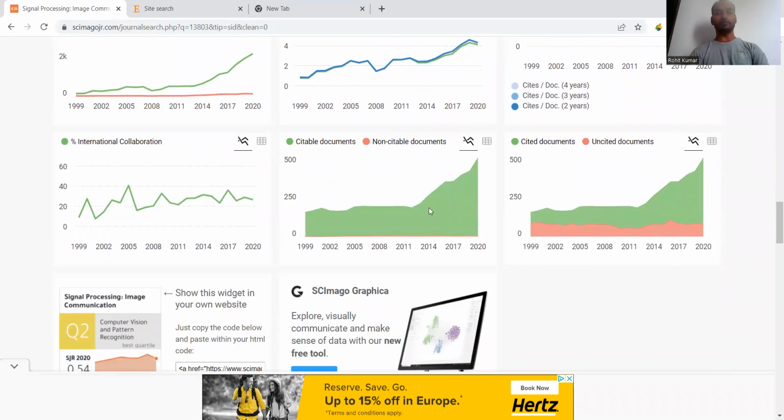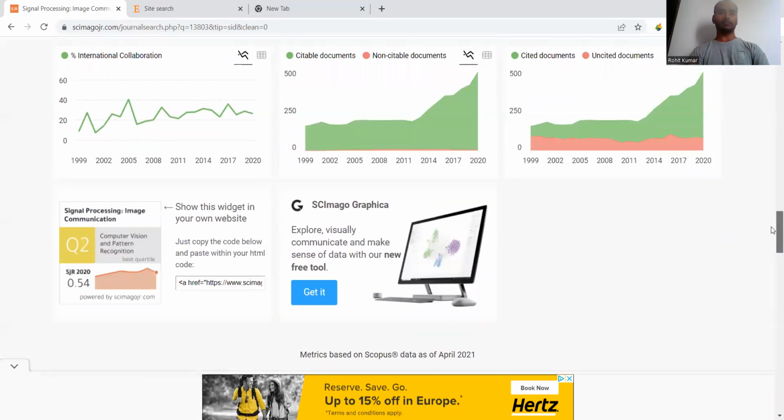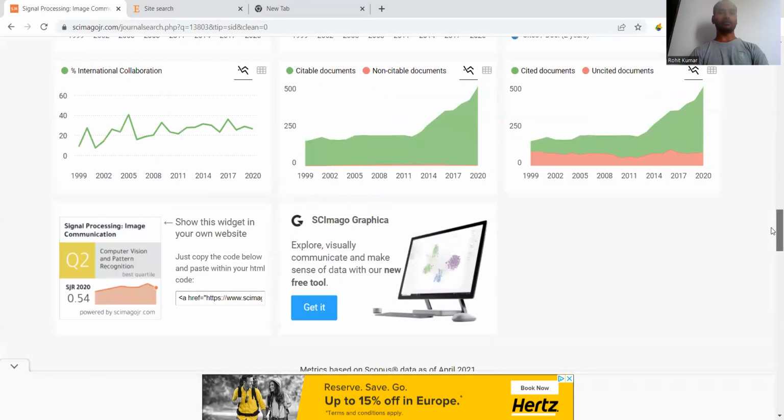Then the citable documents are very good. Non-citable, meaning ethical violations and other things, are almost none. Then the non-cited documents are not very many, but the presence is still there. The number of cited documents is 409, which is a good sign. So in this way, you can see that some of the graphs and related statistics are presented here. Overall, this widget shows that Signal Processing: Image Communication is a Q2 journal.